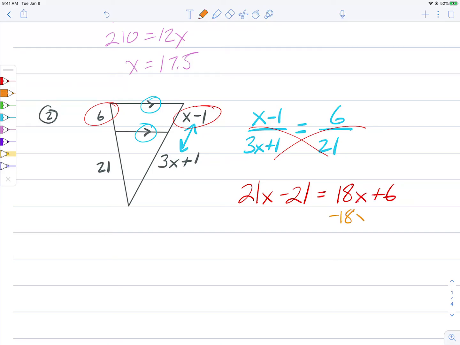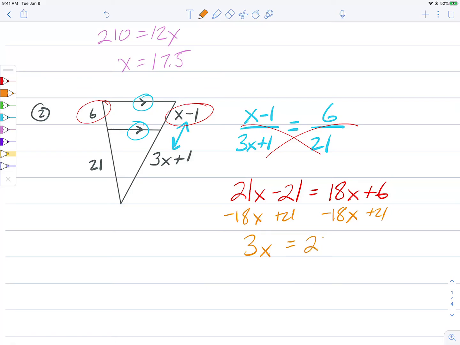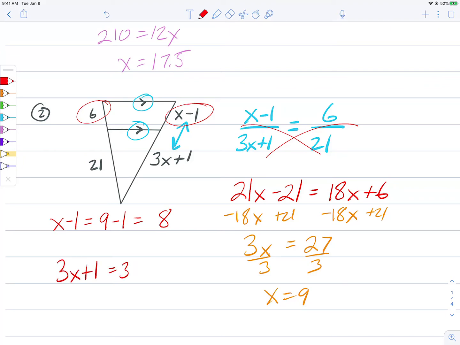I'm going to subtract 18x from both sides. I'm going to get 3x. Oh, I'm also just going to add 21 right now. 3x equals 27. And if I divide 27 by 3, I get x equals 9. So if I wanted to find my two side lengths, x minus 1 is going to become 9 minus 1, so that is 8. And 3x plus 1 would be 3 times 9 plus 1, so that's 27 plus 1, which is 28. So there are my two side lengths. If I just needed to find x, I found x equals 9.